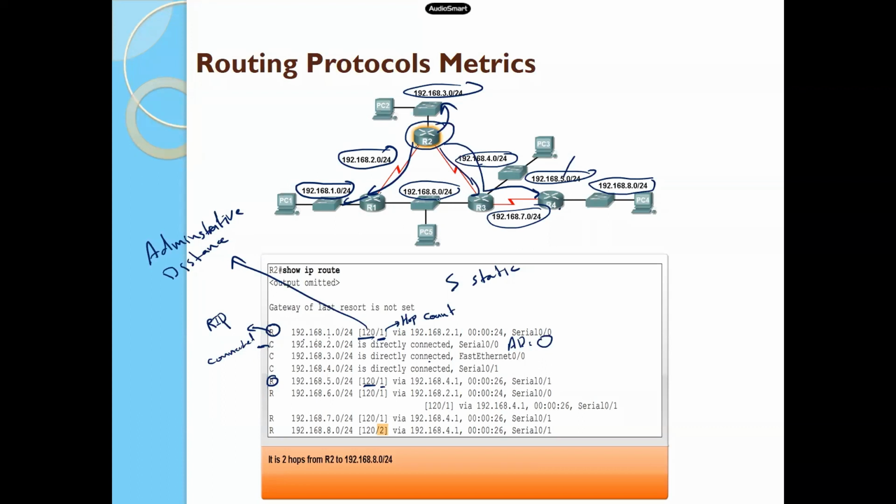Now, what about 6? For 6, there are 2 ways to reach it: by reaching R1 and then going to this network, or through R3 by this network. Let's see how it happens. You can have it via 192.168.2.1, following this IP address, so this router, or via 192.168.4.1. So I have 2 paths, and that's the good thing about it. It gives an idea of the alternative routes. If this one is broken, this one is already there. If this one is broken, this one is already there.